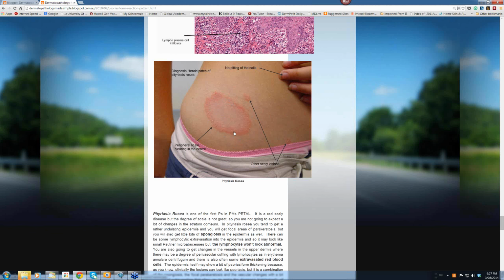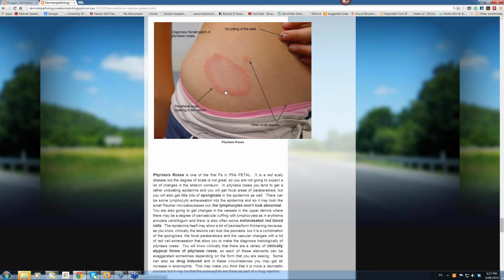This is the herald patch with a bit of scale associated with it. Again, somewhat trailing. You know, it looks a little bit like EAC, but there's only a solitary lesion. Then you'll start to get these other lesions coming up a few days later. So this is the herald patch with the normal lesions of pityriasis rosea occurring along the lines of the ribs just a few days afterwards. So you've got scale, and it's a bit red, and it looks psoriasiform.